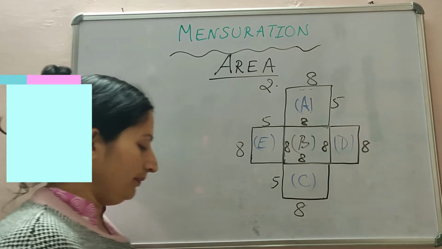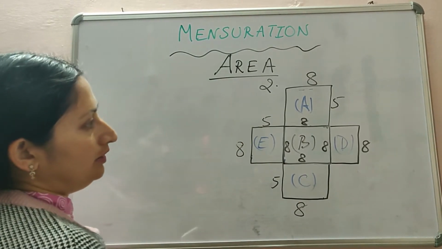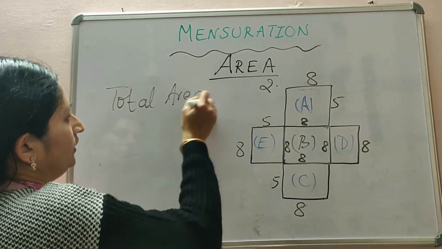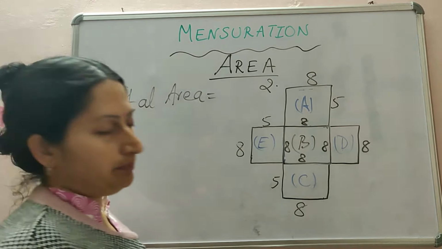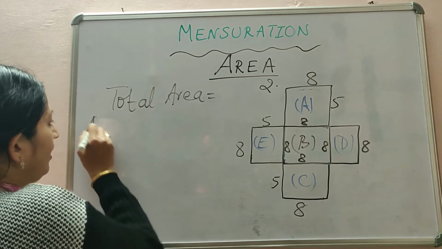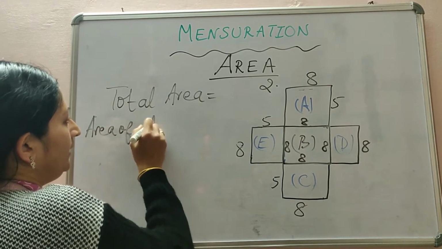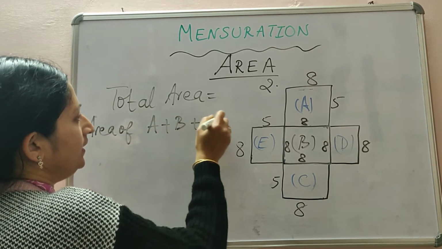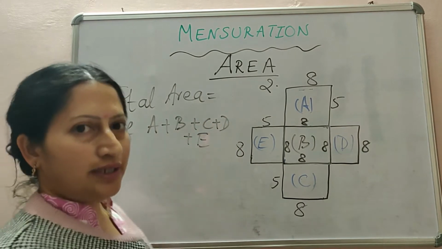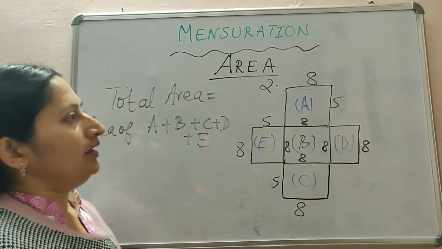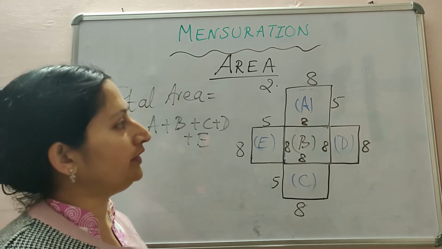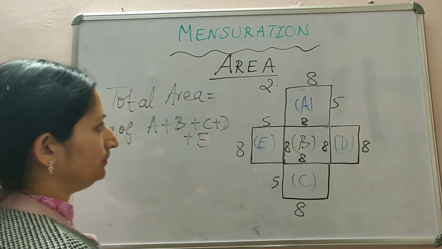So total area will be equal to, as we did in the previous question also, I think you may know, area of A plus B plus C plus D plus E part. It will give you the total area. Now area of A, let us find out. By that we can find out the area of the remaining 3 rectangles also.